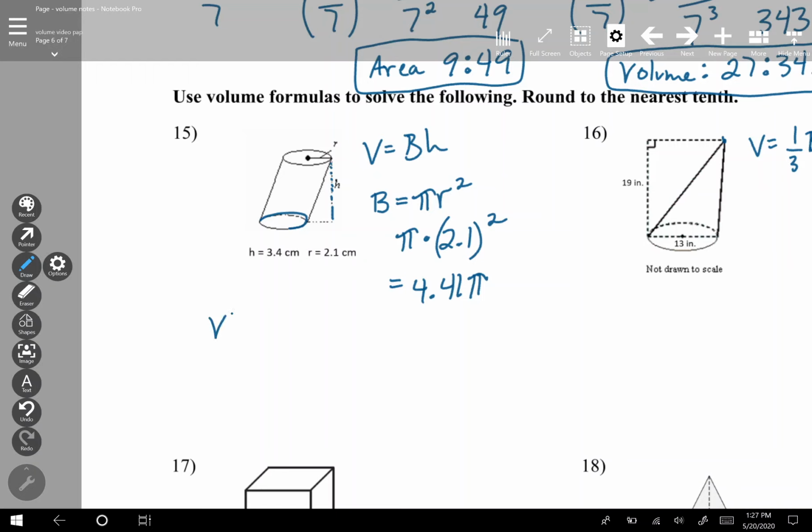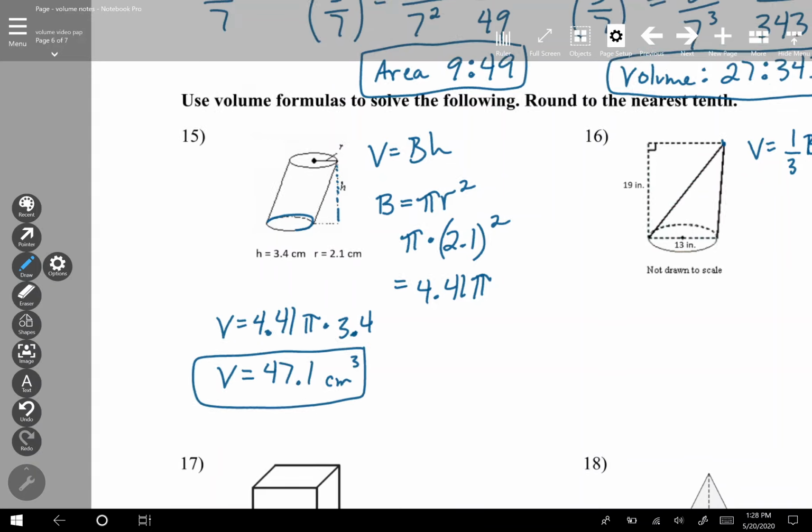And so now what I need to do is plug in with the height. So volume, 4.41 pi times, and now the height is 3.4. Okay, 3.4. So just multiply these, and this one says round to the nearest tenth. So 4.41 times pi times 3.4, and so we get 47.1 centimeters cubed. Okay, next one here.